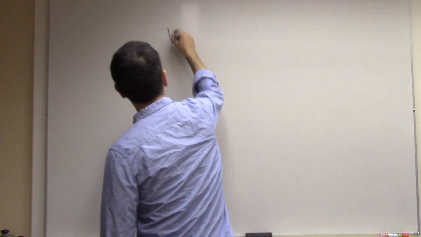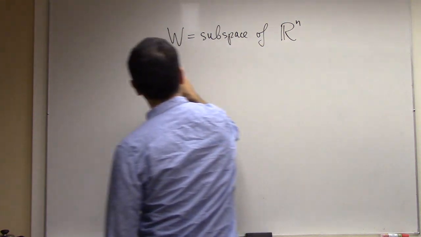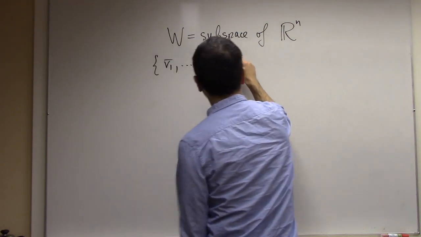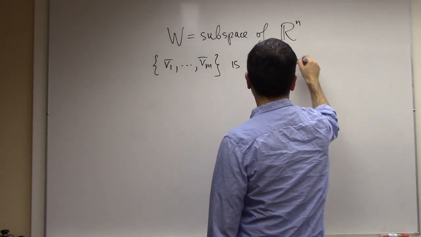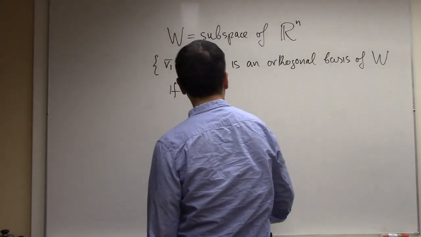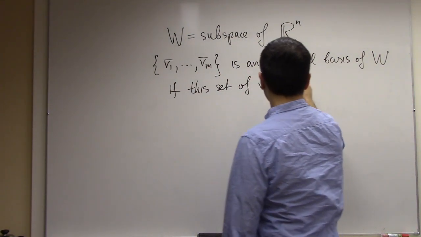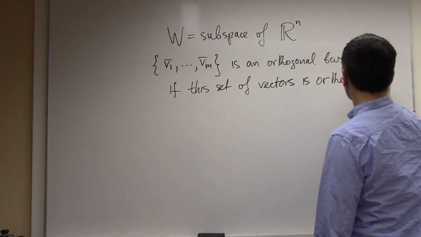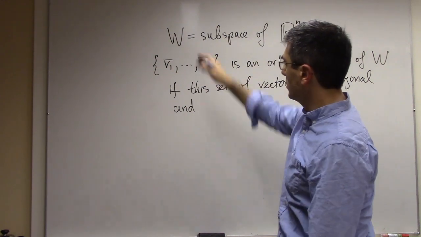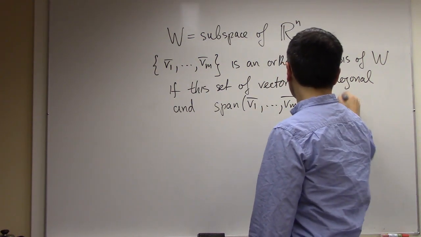I suppose W is a subspace of R^n. Then an orthogonal basis of W, v1 to vm, is an orthogonal basis of W if this set of vectors is orthogonal, and it spans W, the span of v1 to vm is the whole W.